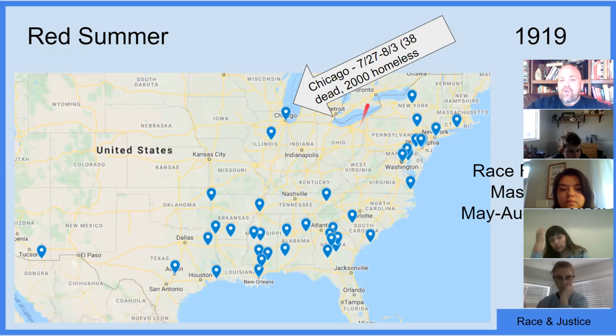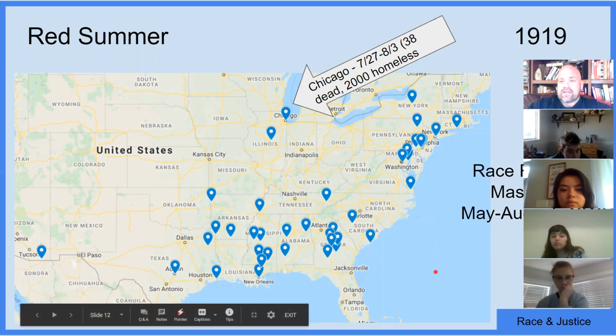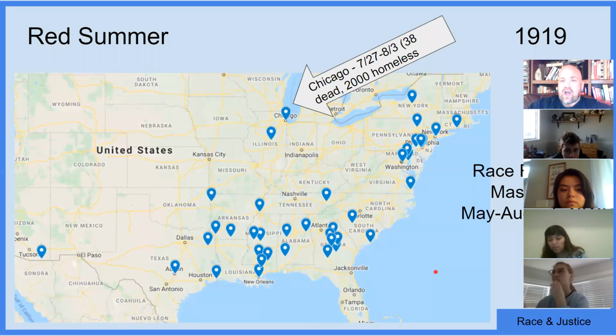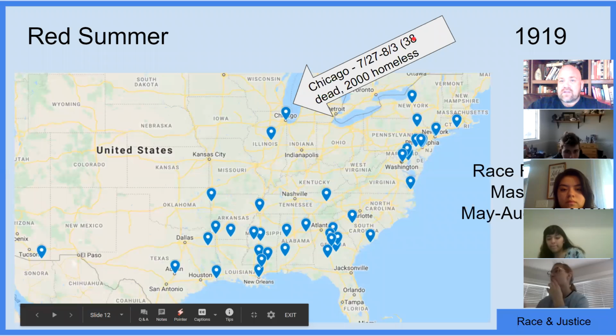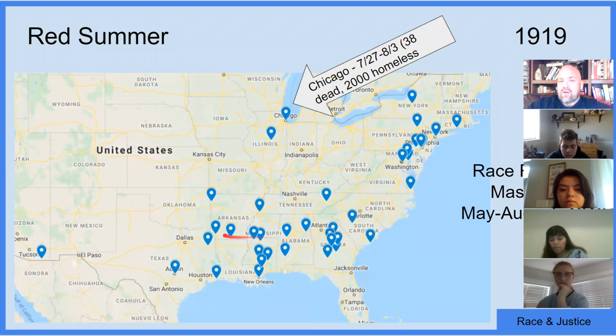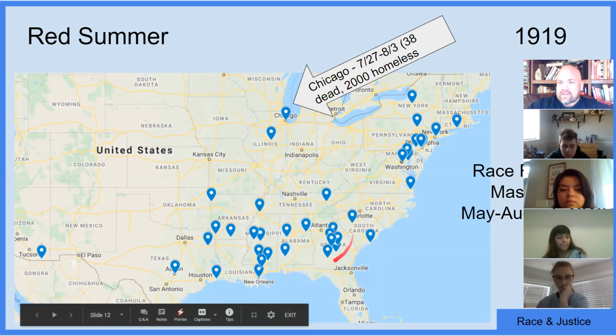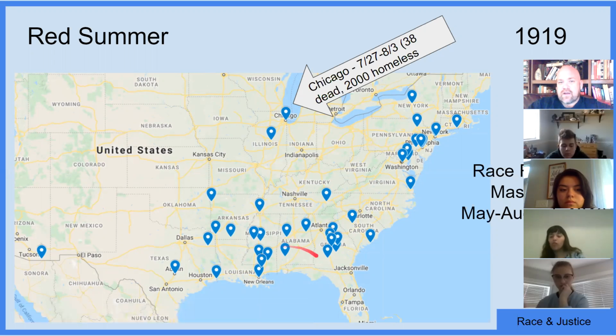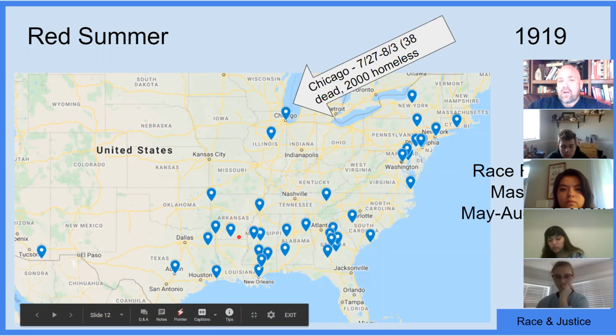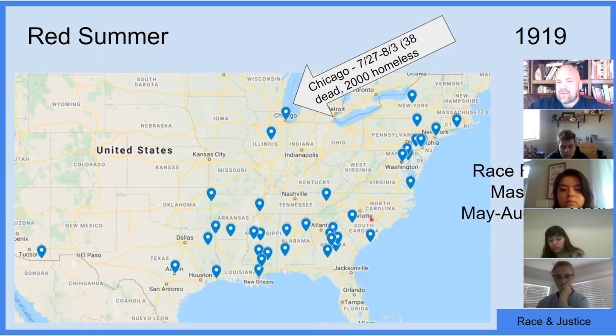Here's a map of all the riots that happened in the summer of 1919. Okay, Chicago's the worst one. Chicago kills 38 people and has 2,000 people made homeless. But look at all these riots all up and down the East Coast. The South always has them, it's almost normal for the South. This is more than normal, a bigger number, but the South kind of always has this kind of stuff. The North is where we really see a big change, and Chicago is the worst. So we're going to start getting a lot of racial violence in the North.